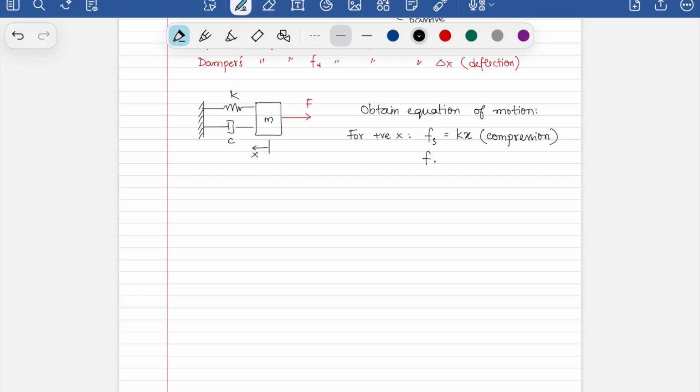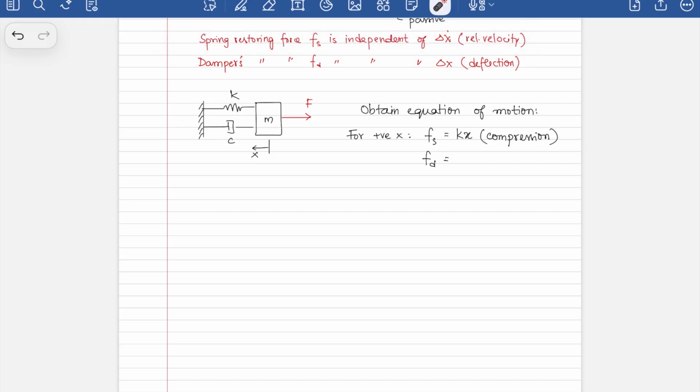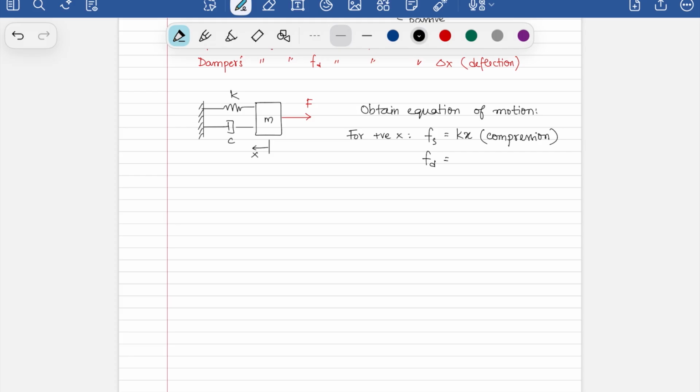What about the damping force? Now, again, for positive x dot, which is going to be in the same direction, you have to write that as positive x dot. You will have c x dot, and this will again be in compression.